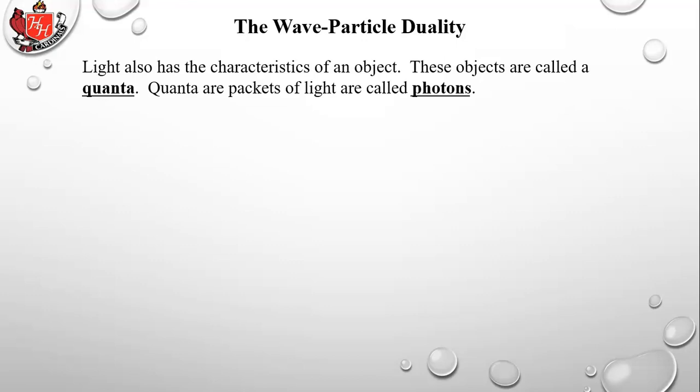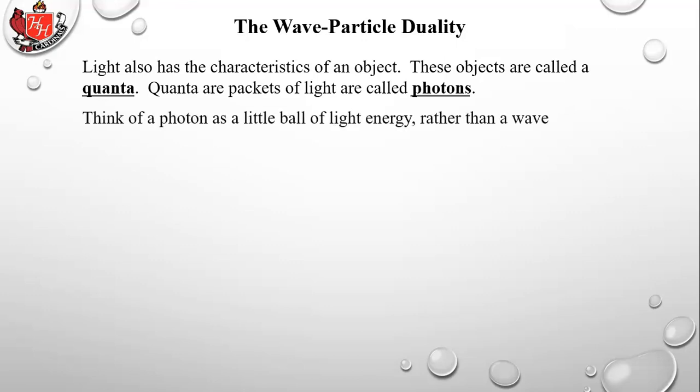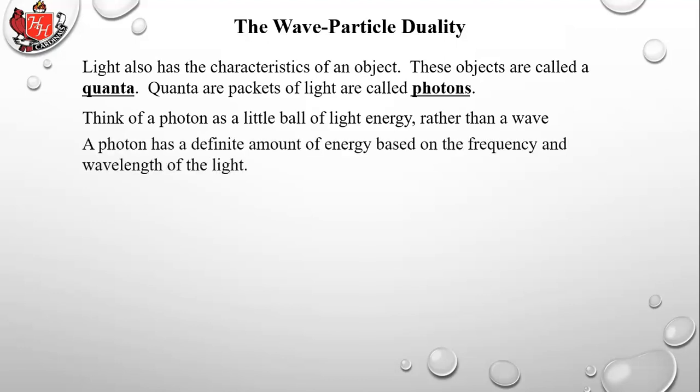Now, light also has characteristics of an object, like something with mass almost. And these objects are called quanta. And quanta are packets of light called photons. Think of a photon as a little ball of light energy rather than a wave. A photon has a definite amount of energy based on the frequency and wavelength of the light.